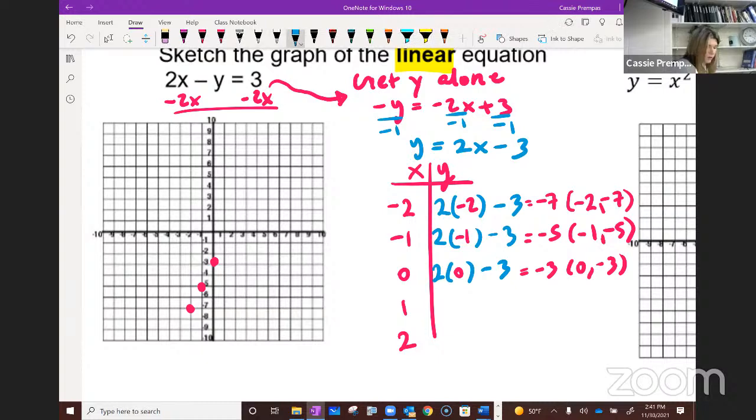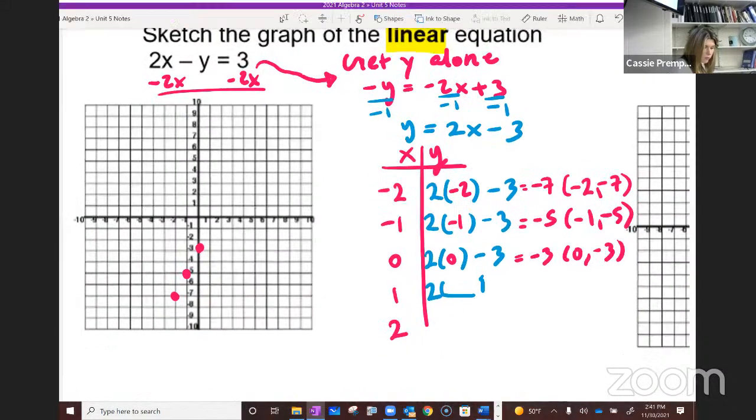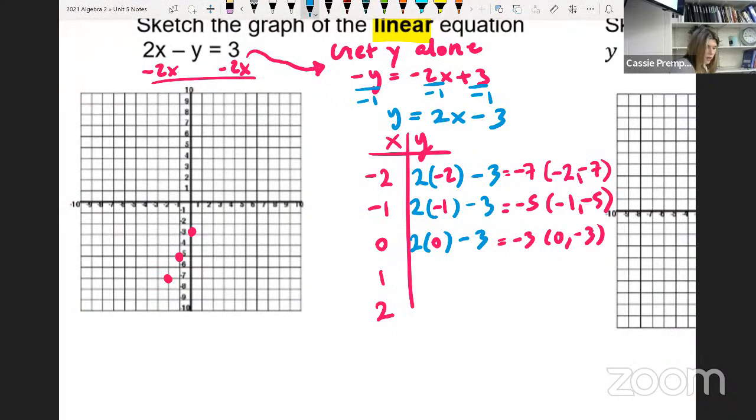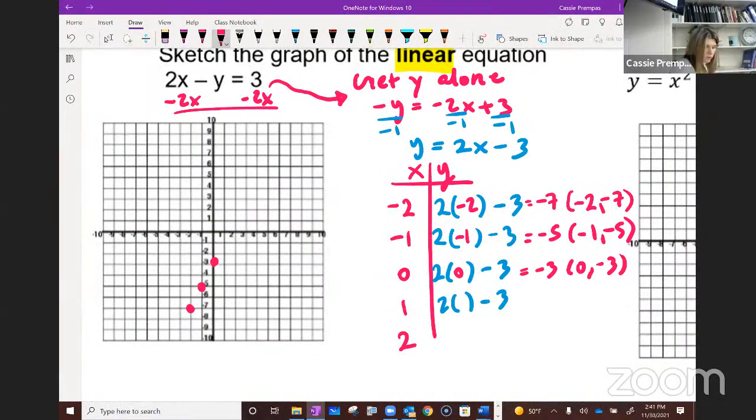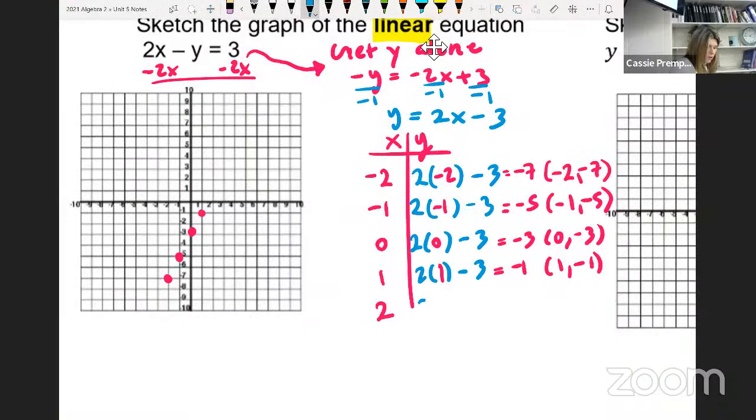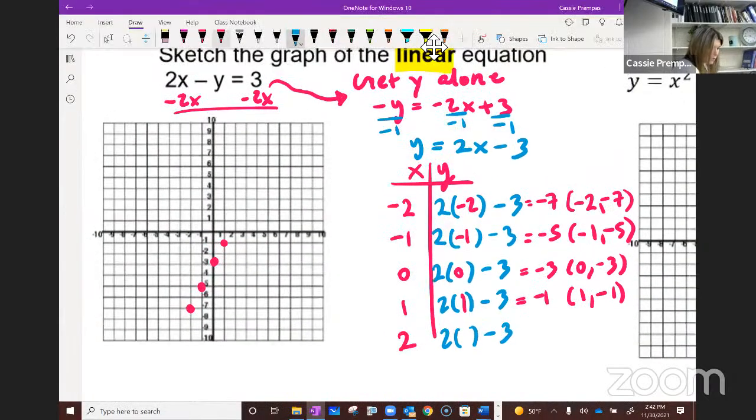Plugging in the number 1, I would have 2 times 1 minus 3, which would give me -1. So I have the point 1, -1. And plugging in 2, I would have 2 times 2 minus 3, which would give me +1. Okay, if I didn't see a curve coming about, I would keep plugging in numbers until I found the graph.